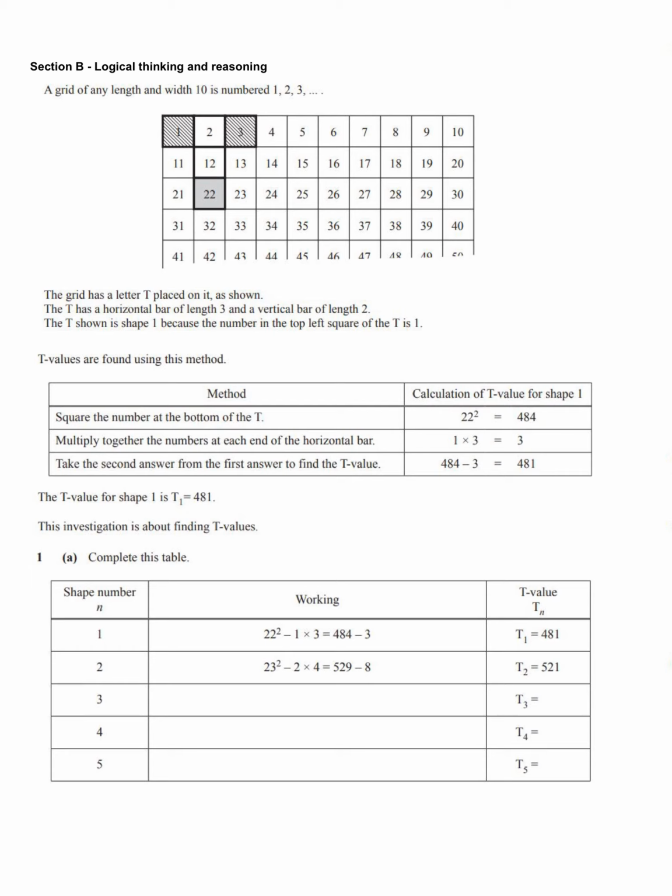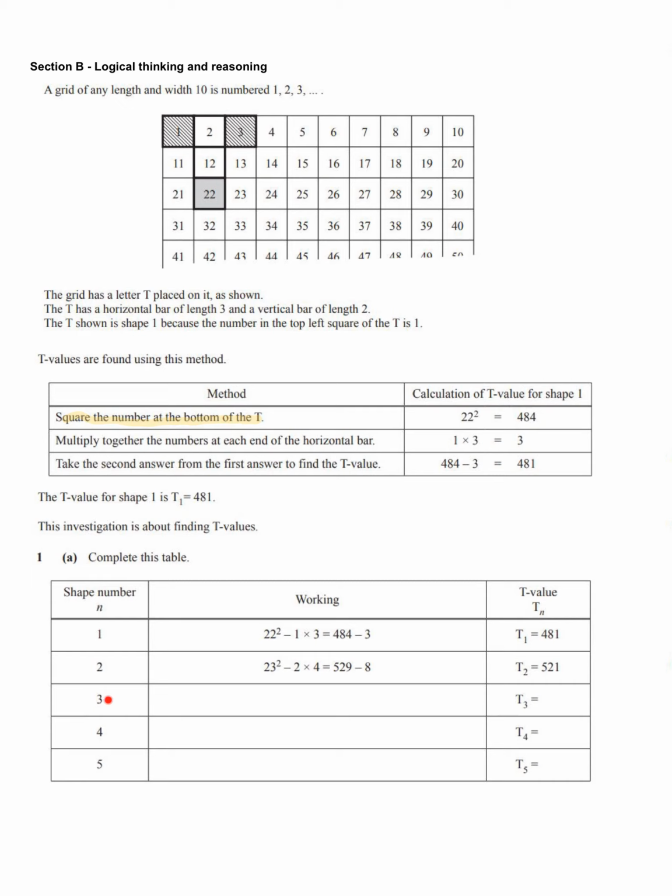What else have we got? T values are found using this method. Square the number at the bottom of the T. If I just look without looking to the right, that suggests it's this. Yep, 22 squared. Multiply together the numbers at each end of the horizontal bar. That looks like this one and this one. Yep, 1 times 3. So we've got 484 and 3. And then take the second answer from the first answer to find the T value. Okay. Alright, that's okay. Copy and complete this table.